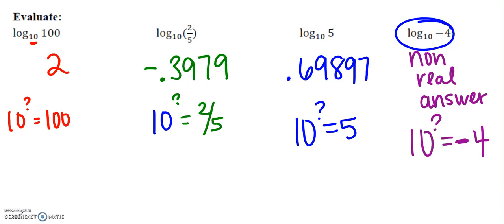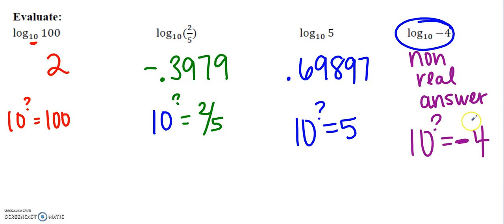So it makes sense that we get a non-real answer because is there anything you could raise 10 to that would end up creating a negative value? I mean, we know 10 to a positive decimal gets you a positive number. 10 to a negative decimal is getting you a small positive number. 10 to the 0 is going to get you 1.